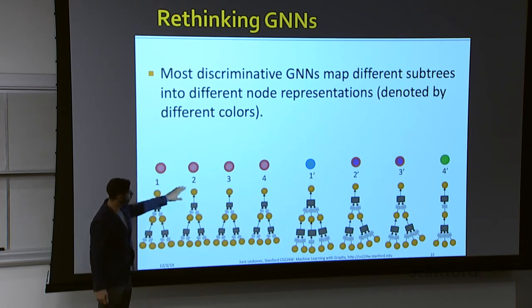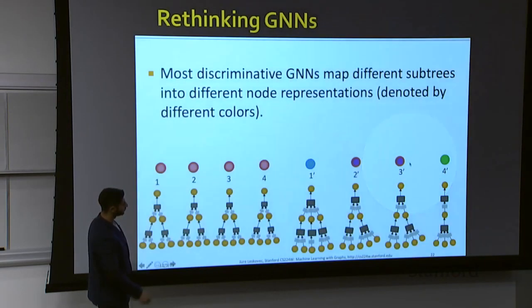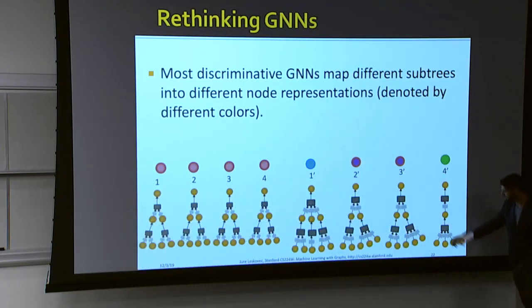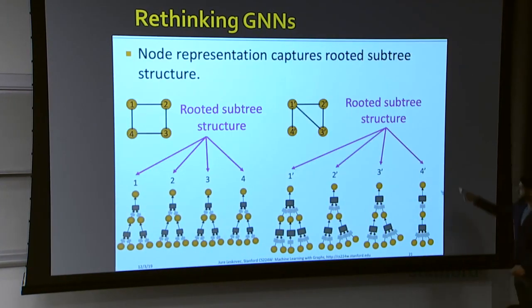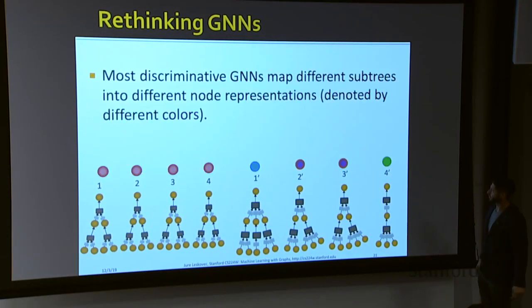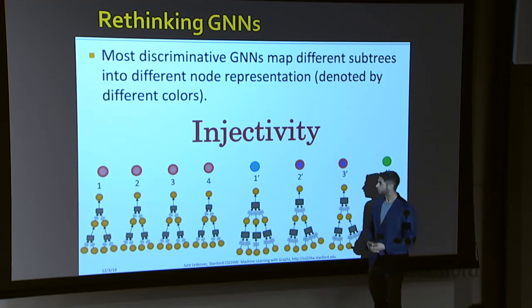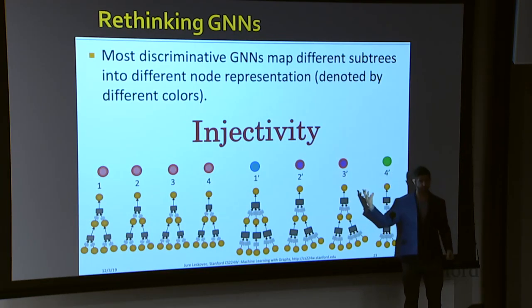For 1, 2, 3, and 4, the representation will be the same, so our coloring will be the same, while for 1 prime, 2 prime, 3 prime, and 4 prime, the representations will be different, so 1' and 4' are different. You can see it very clearly at the bottom, while 2' and 3' are the same as expected, because of course these are two nodes in that graph that are absolutely symmetric in terms of topology. So at the end of the day, what we really want is a way to build an injective function that goes from our node to its representation.